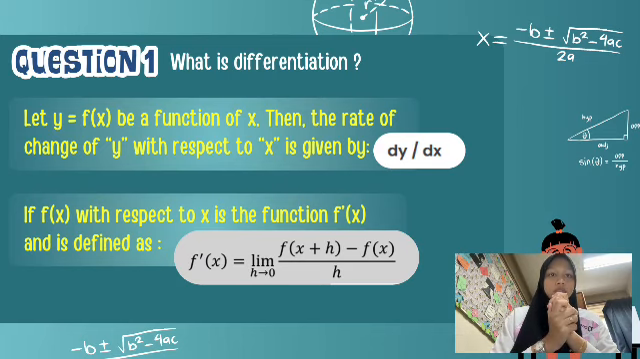As h approaches 0, the average rate of change becomes the instantaneous rate of change. This is known as the derivative, or f prime x.